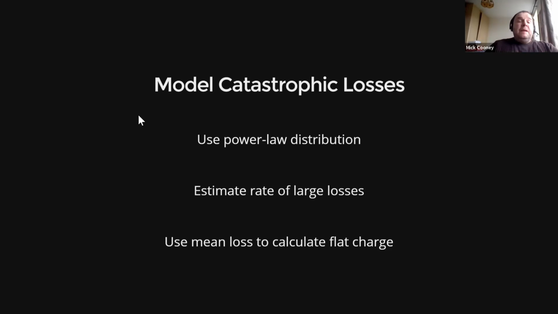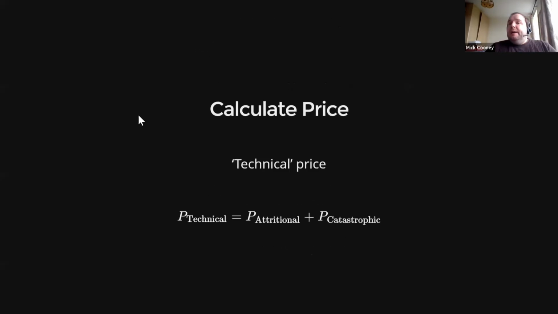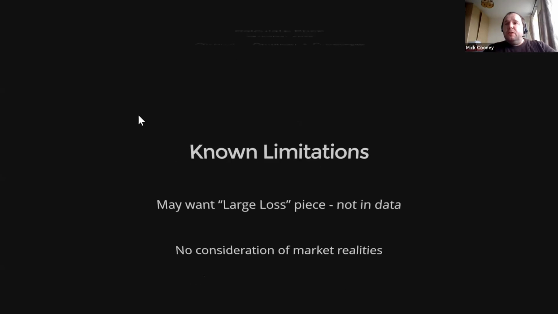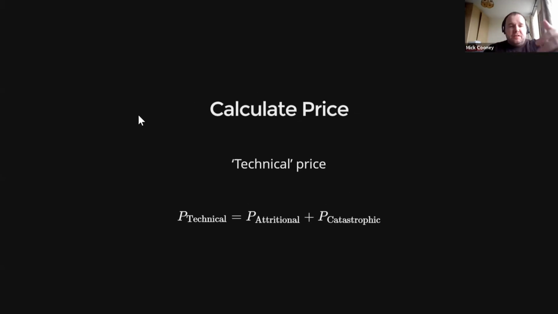So that's basically what we're going to do. We're going to calculate a technical price, which is that estimate of the loss cost, which is the attritional and then the catastrophic. So the attritional, like I said, is the product of the frequency and the severity model. Then we're adding on this catastrophic loading that we're going to calculate from the power law.